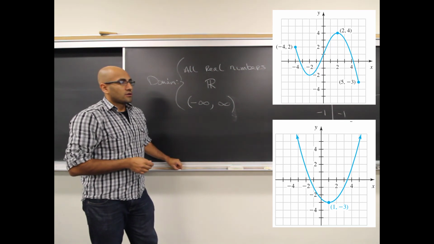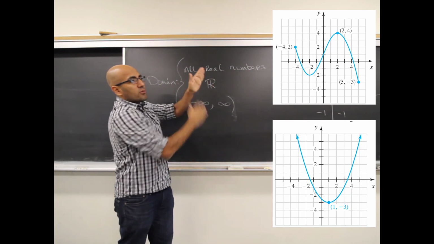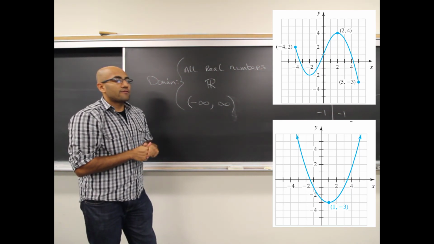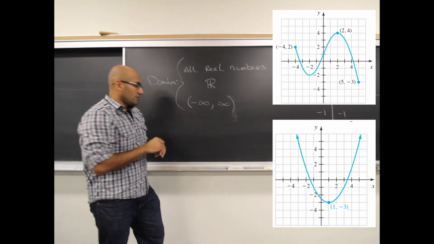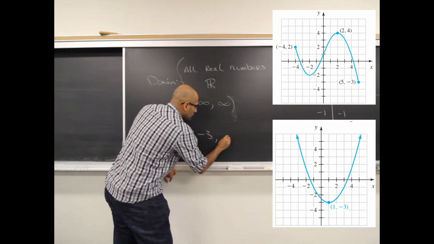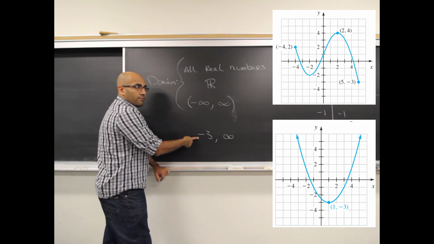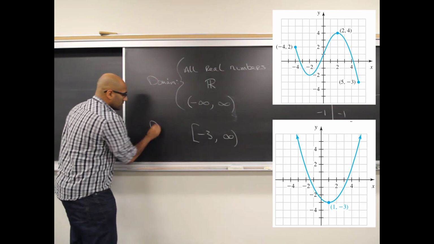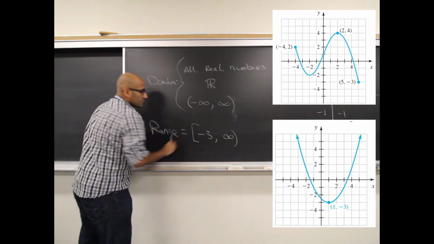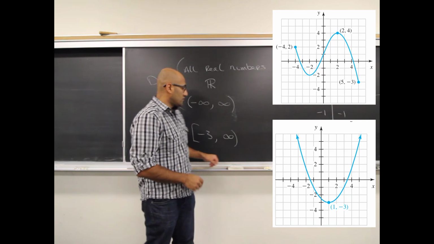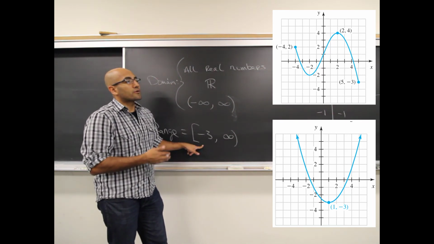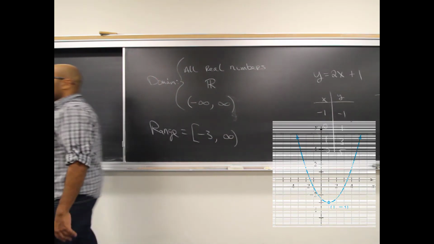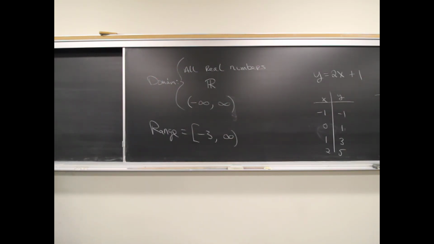Okay, what about the range? So now we squash it this way. Everywhere it touches is the range. What's the smallest value? -3 and all the way up to infinity. So -3 to infinity. Bracket there, because we do include the -3, parentheses there. This is our range. Okay, good? Questions? Another way of saying it is just all numbers greater than -3. That's another way of expressing it. Good. So we got that.